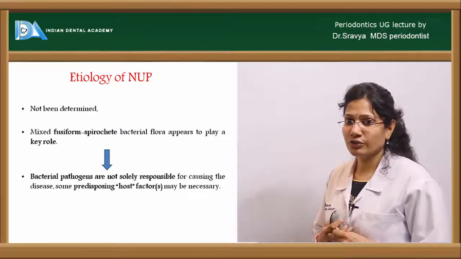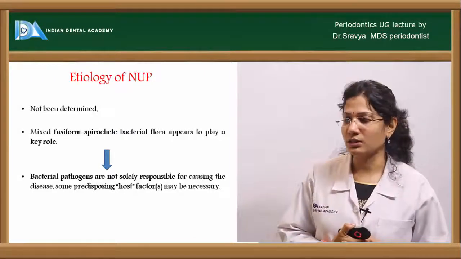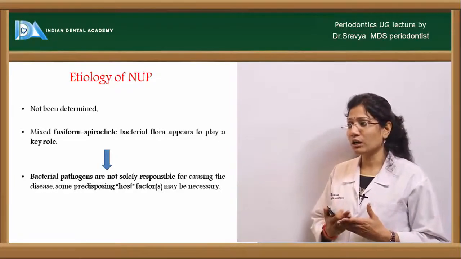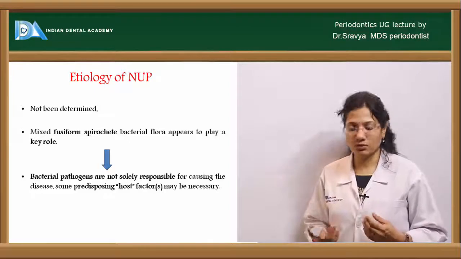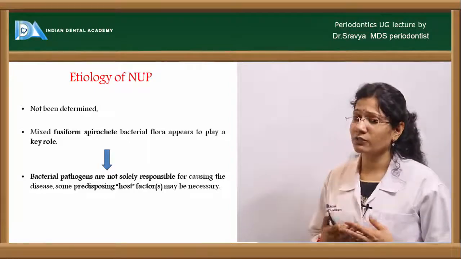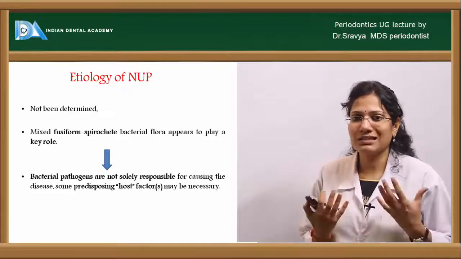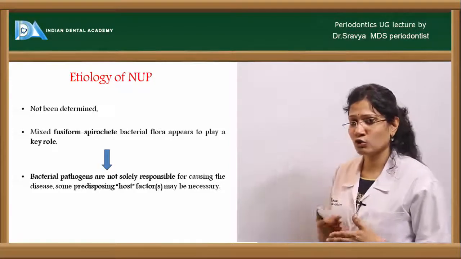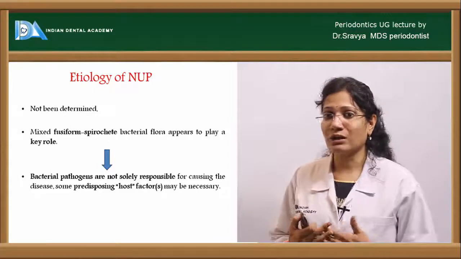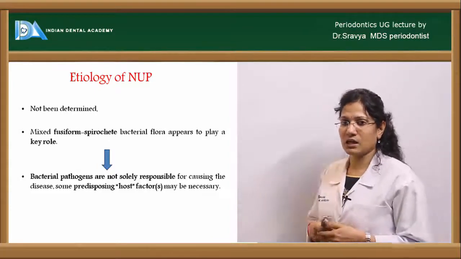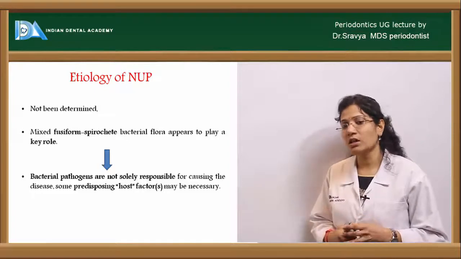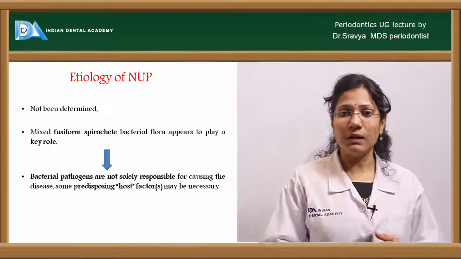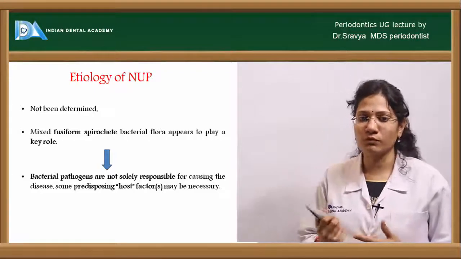What is the main etiology for this NUP, that is your necrotizing ulcerative periodontitis? The etiology for NUP has not been typically determined, but they say it is a mixed fusospirochetal infection, where these fusospirochetes play a key role in the development of your necrotizing ulcerative gingivitis, which further progresses to your necrotizing ulcerative periodontal diseases. But then you can't say that these bacteria are solely responsible for causing this disease.